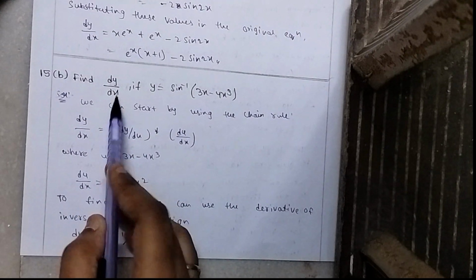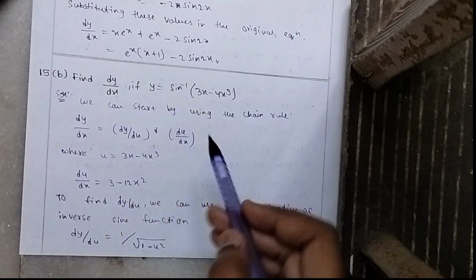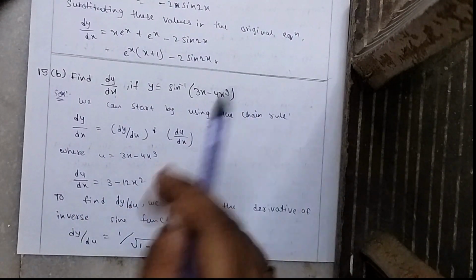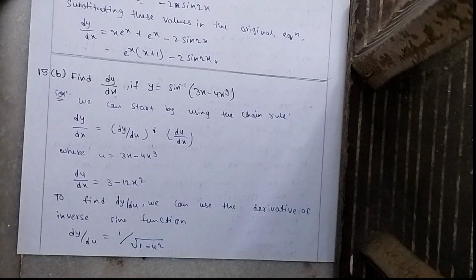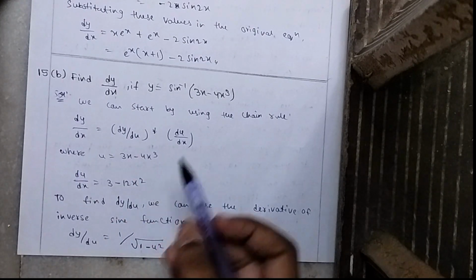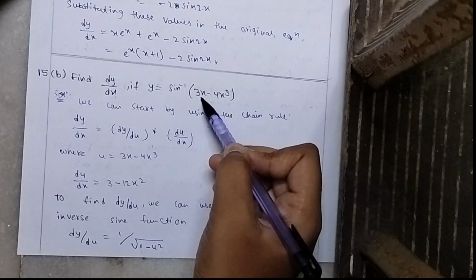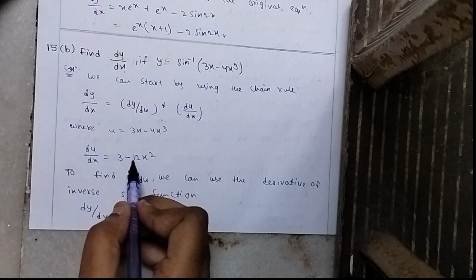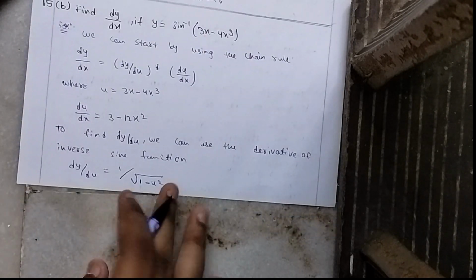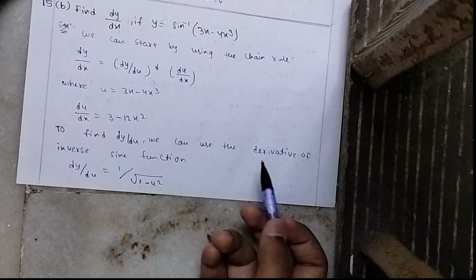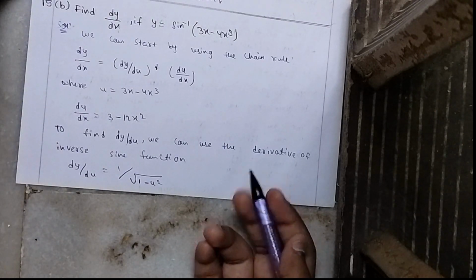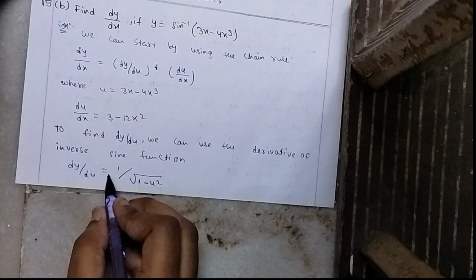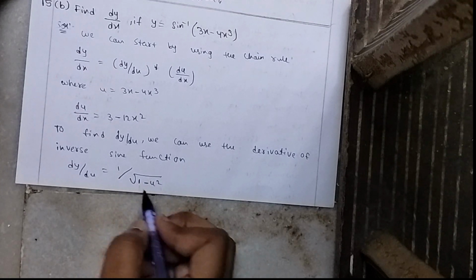Find dy by dx if y equals sine inverse of 3x minus 4x cube. By using the chain rule, we know the formula dy by dx equals dy by du into du by dx. Here taking 3x minus 4x cube as u, du by dx equals 3 minus 12x square. To find dy by du, we use the derivative of inverse sine function. So dy by du equals 1 by root over 1 minus u square.